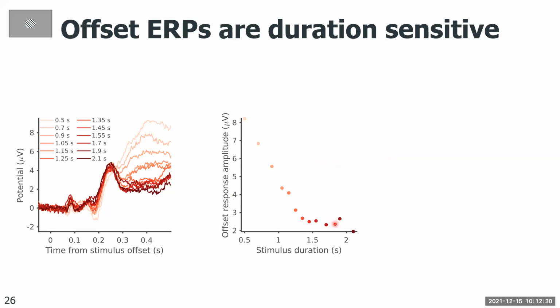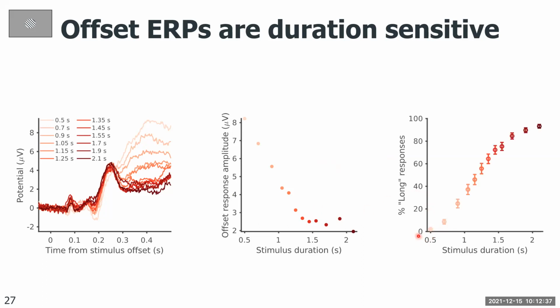But this is only one measure of the output of subjects in this task. The other measure is, of course, their behavior. So in a bisection task, we typically look at the psychometric curves. That is, on the x-axis, we have the stimulus duration, and on the y-axis, we have the percent of trials at which subjects categorize this specific duration as long. And we get the typical shape. For the shortest durations, subjects always say short. For the longest durations, they almost always say long, and a smooth transition in between.